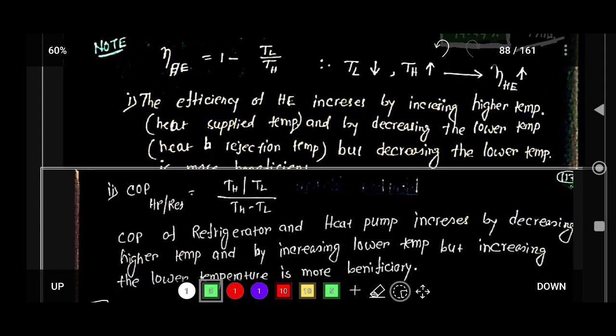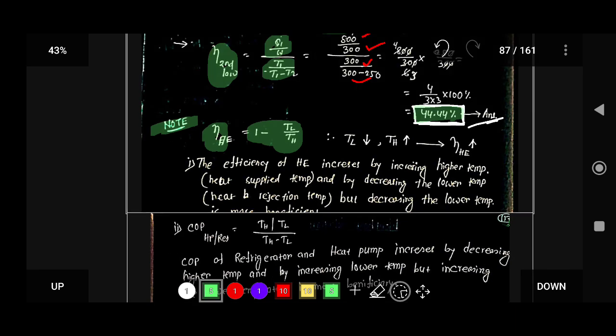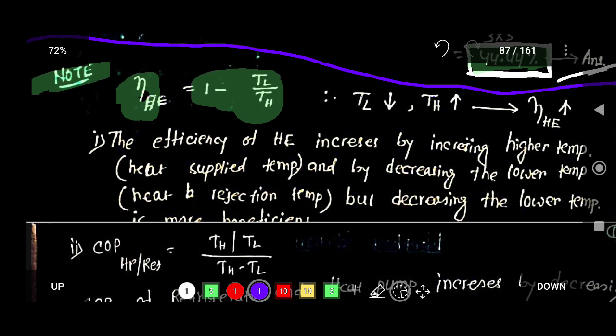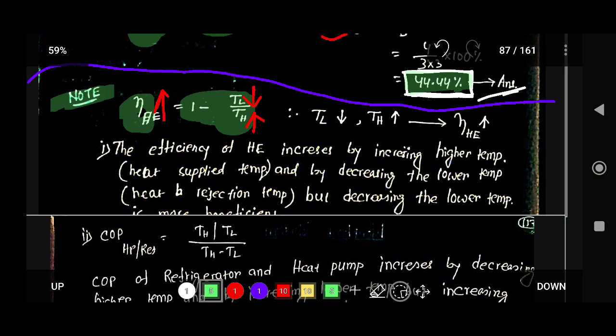Now understand this concept. Here there is another concept. Suppose you want to calculate the efficiency of a heat engine, so this is basically 1 minus TL upon TH. TL is the lower temperature and TH is the higher temperature. Now if you want to increase the efficiency, so here this problem is completed. Now if you want to increase the heat engine efficiency, you must decrease this value or you may increase this value.